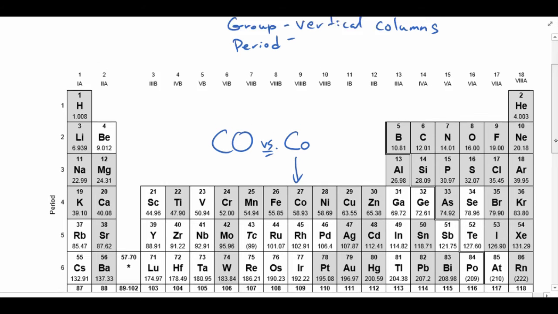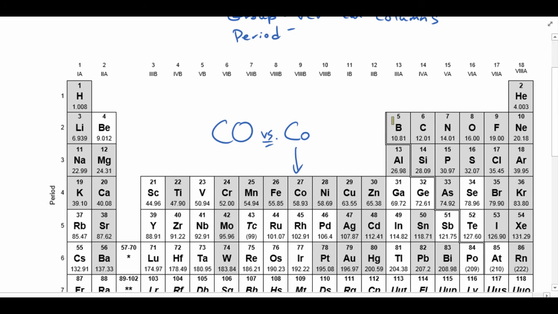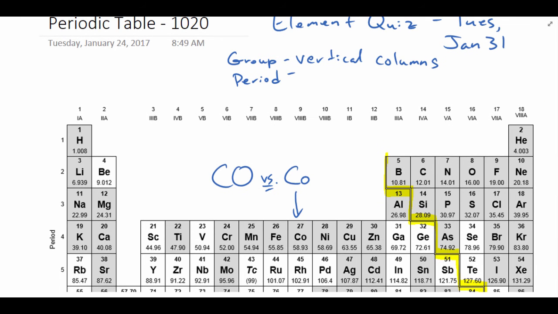Now, some of the features of this periodic table. We have this feature right here. Notice there's a staircase. Anybody know what that staircase does? Divides the metals and nonmetals. Where do we find the metals? Metals are over here. So that staircase divides metals and nonmetals. On the left-hand side, we find the metals. On the right-hand side of the staircase, we find the nonmetals. So again, we have metals and nonmetals.